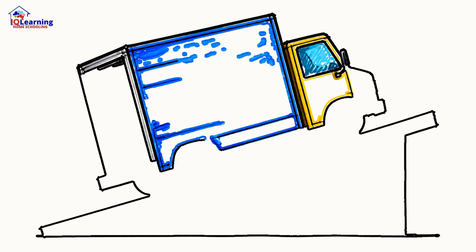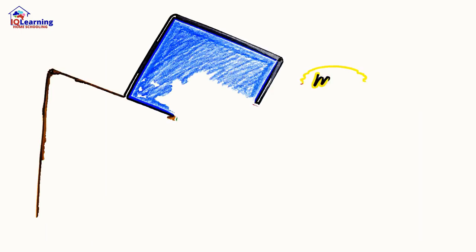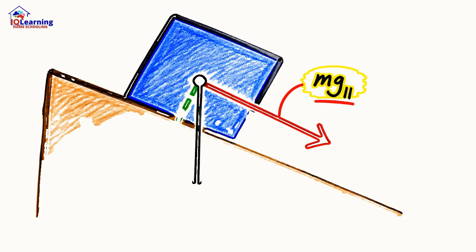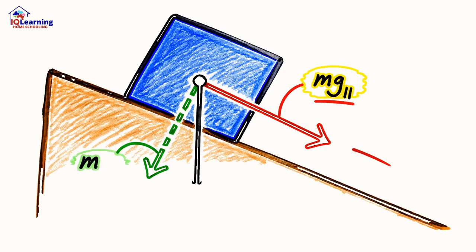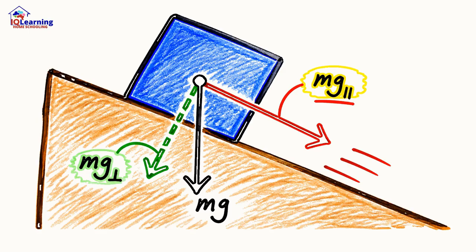Most of our world isn't flat. Think of a moving truck's ramp or a steep mountain road. On an incline, gravity doesn't just pull an object straight down, it splits its force into two jobs. One part of gravity pulls the object parallel to the surface. That's the force that makes it want to slide.